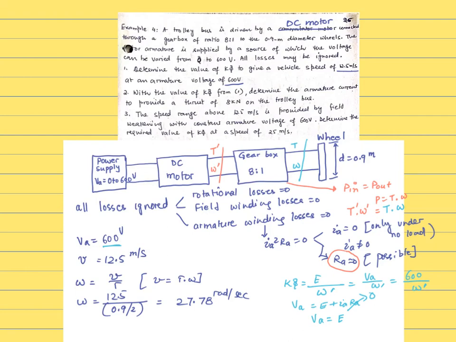In order to calculate omega prime, what do we need to do now? So we need to do something. What does the 8:1 gear ratio mean?